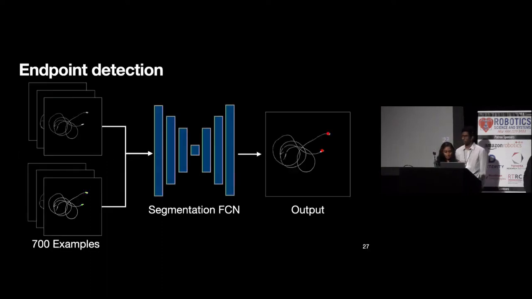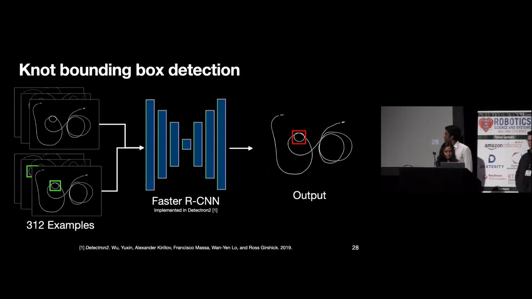Now I'll introduce the perception system, which enables the manipulation primitives I just discussed. So we train a fully convolutional neural network in a supervised manner to output a heat map over the location of the endpoints of the cable. This is used in Reidemeister moves as well as for dynamic shaking. We use the Faster R-CNN architecture to learn bounding boxes for knots.